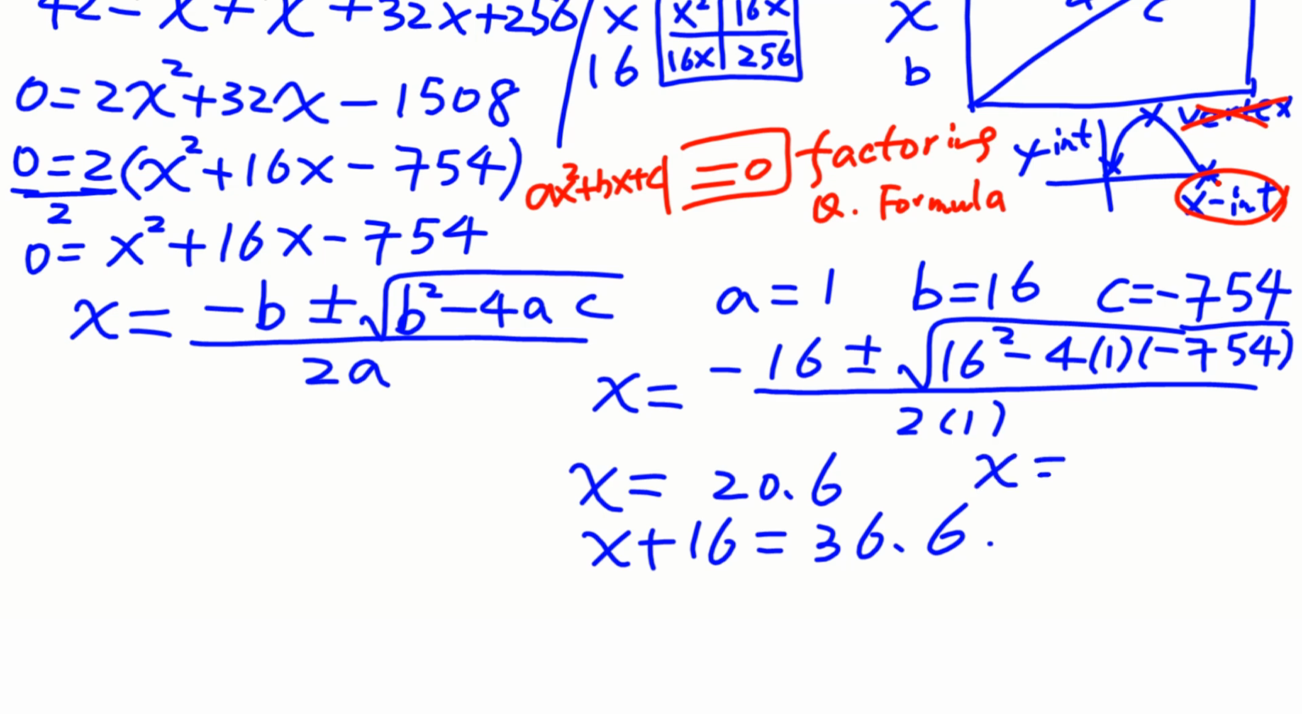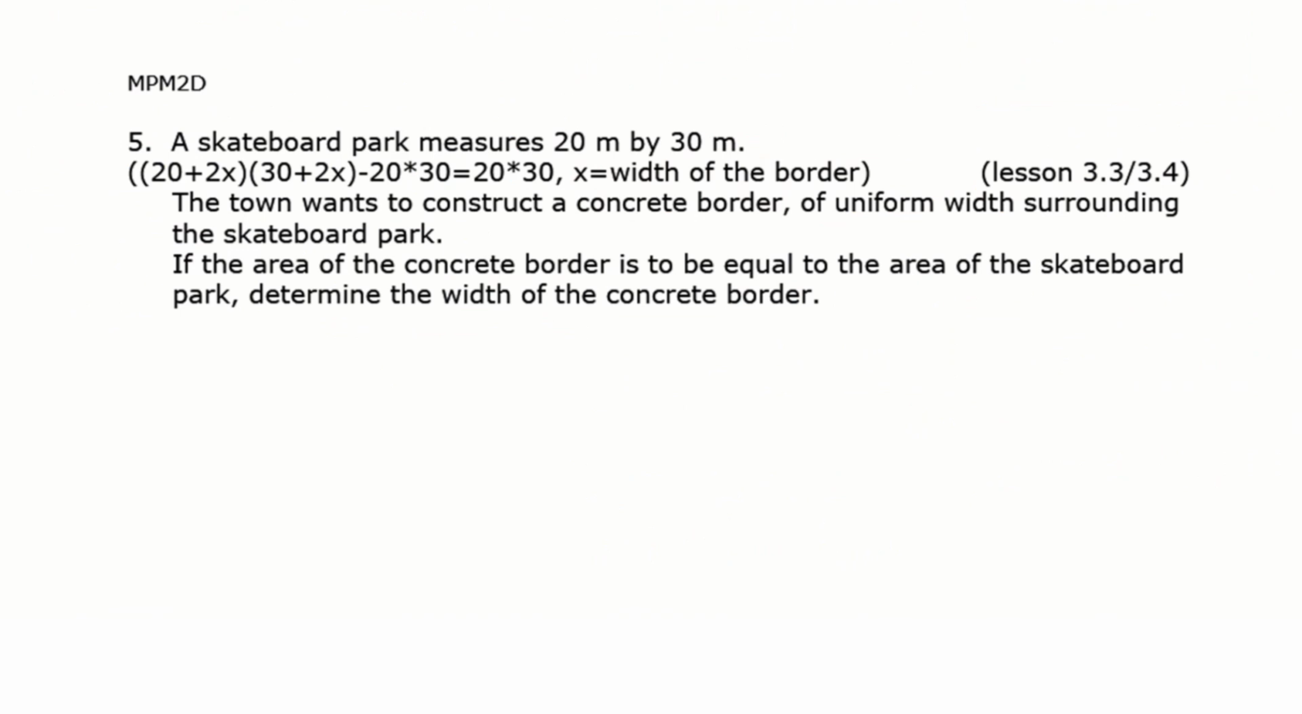So another one is negative 0. Ignore this one. We don't have negative integers, so we just keep this one. So that is for question 4. Then question 5. Question 5: a skateboard park is 20 meters by 30 meters.